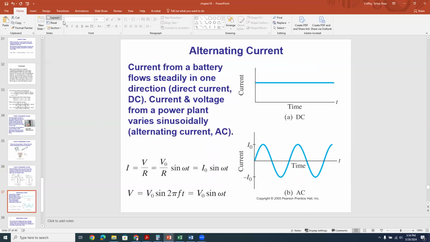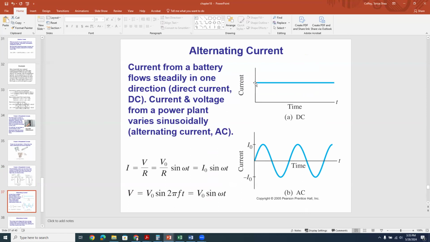All right, now most of the household power that you have is actually alternating current and not direct current. So what that means is that rather than having a constant voltage like from a battery, you have a voltage that oscillates sinusoidally. And you can see here what that might look like.